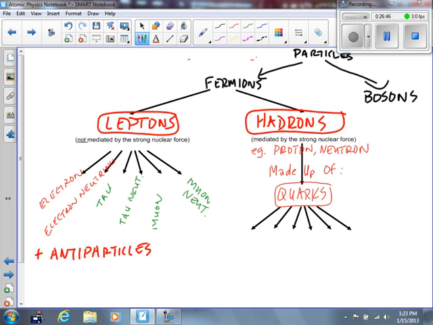Leptons are basic building blocks of matter, as are quarks. The electrons go into the atom themselves. The quarks combine together to form hadrons, which go into the atom themselves. There are 6 types of quarks, 2 of which we need to know about. We need to know about the up quark and the down quark.